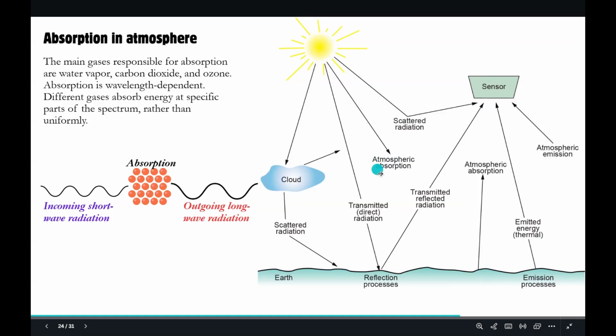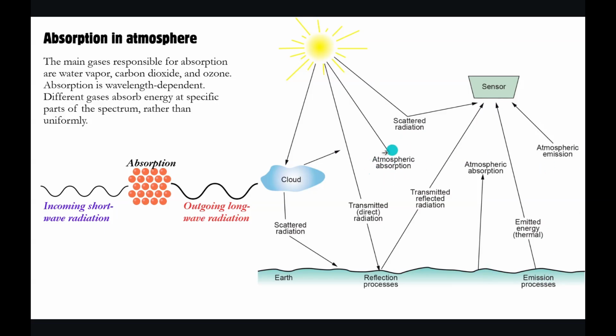So you see this completely absorbed radiation in the atmosphere. At night time, when there is no more solar radiation being absorbed, what is happening to the atmosphere? It is trying to cool down, it is trying to release its heat. As it releases its heat, that emitted energy in long wave radiation, which is essentially sensible heat, goes to the sensor.